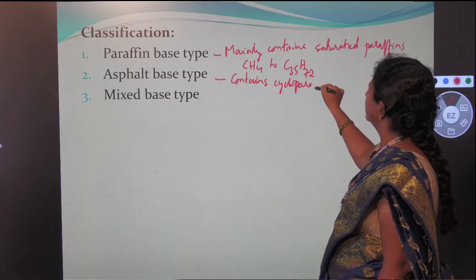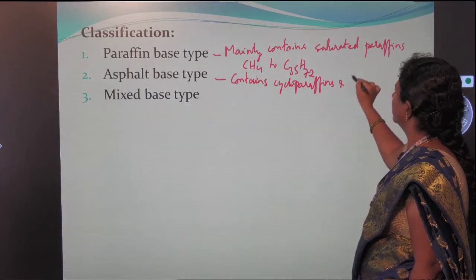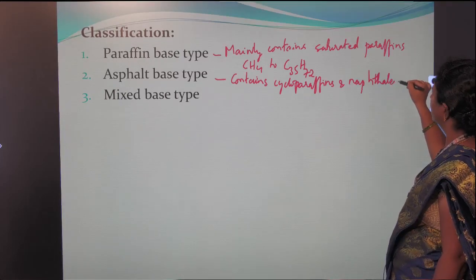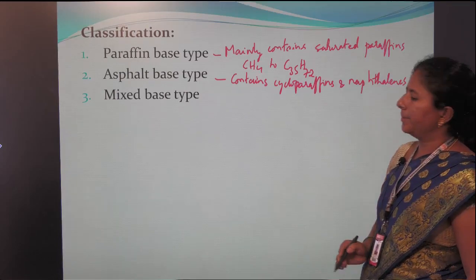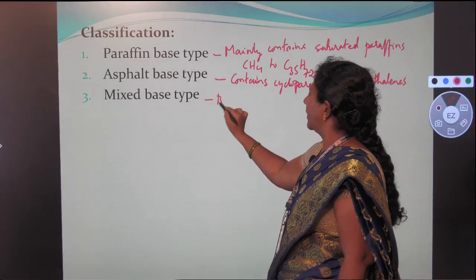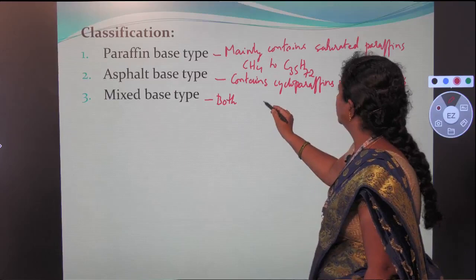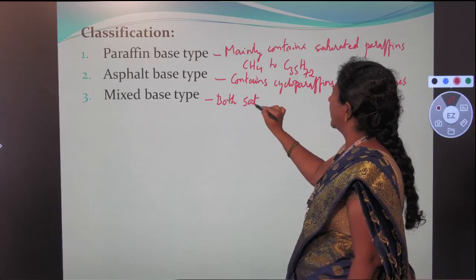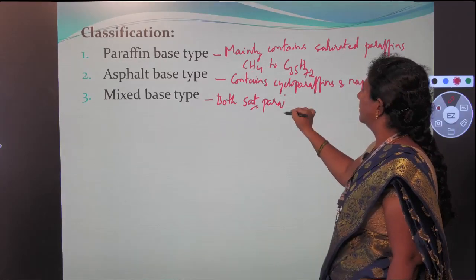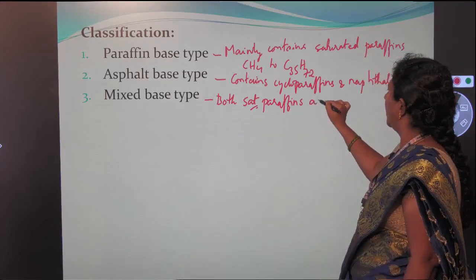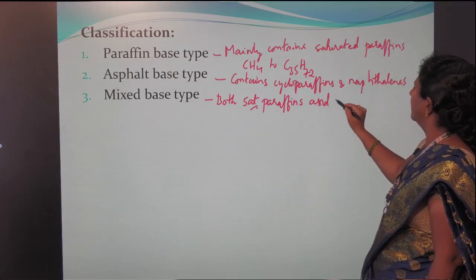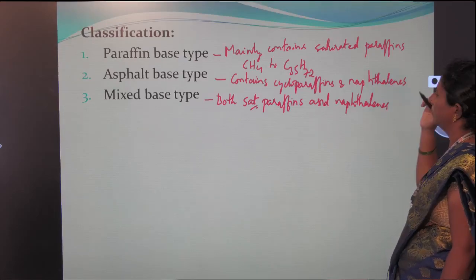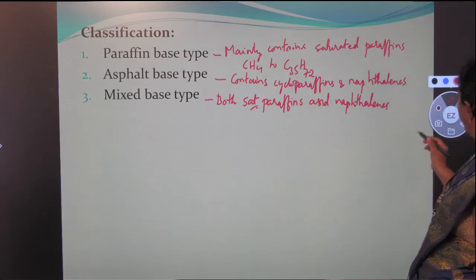And asphalt type. Asphalt type means they mainly contain cycloparaffins and naphthalenes. Mixed base type means they contain both saturated paraffins and naphthalenes, as well as aromatic compounds also.